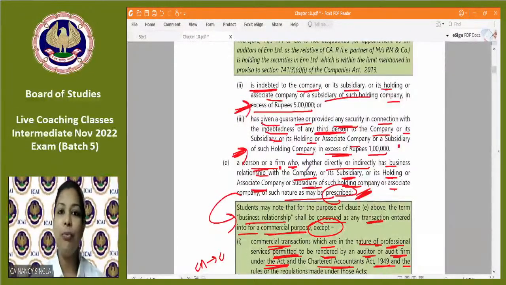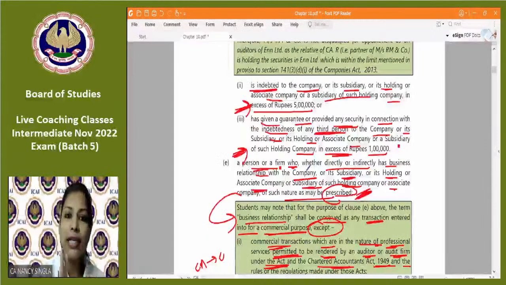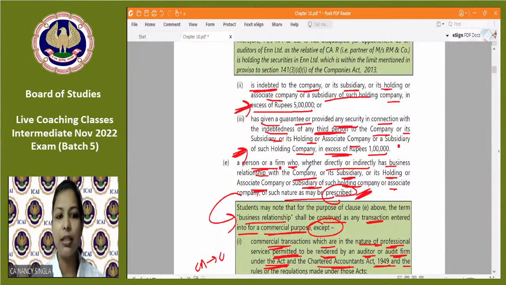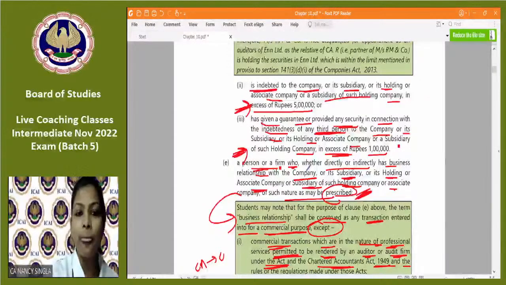सिंपल. ई पॉइंट कहता है या तो पर्सन या फर्म, मतलब या ऑडिटर को, इंडिविजुअल ऑडिटर को अपॉइंट कर रहे हो या किसी ऑडिट फर्म को अपॉइंट कर रहे हो. सो दे डायरेक्टली और इनडायरेक्टली हैज बिजनेस रिलेशनशिप विद द कंपनी या सब्सिडरी, या सब कुछ सेम है, बस एक एडिशनल क्या है, द सब्सिडरी ऑफ एसोसिएट कंपनी.